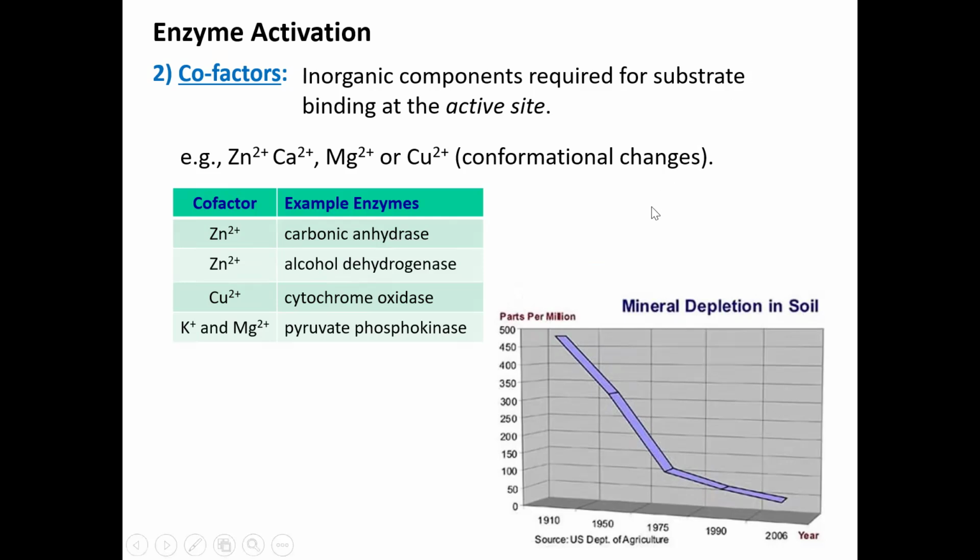This is a chart that is explaining how minerals have been used up in the soil. Look at the x and y axis. The x axis is in years, from 1910 to 2006, and the y-axis is in parts per million. That's the amount of the minerals that are being used up in the soil.